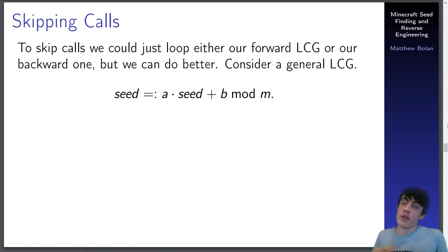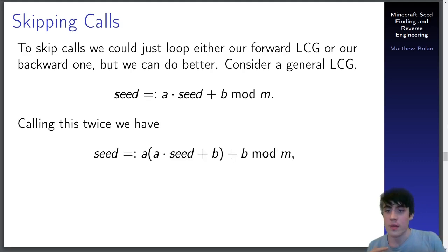And this also means that if we want to skip an arbitrary number of calls, it suffices to know how to go backwards, since going backwards is another LCG, and going forwards is an LCG. If we just know how to do one LCG an arbitrary number of times very quickly, we'll be able to jump back and forth with the speed that we desire. So for a moment, we're going to consider a general LCG, right? We have seed assigned to a times seed plus b mod m.